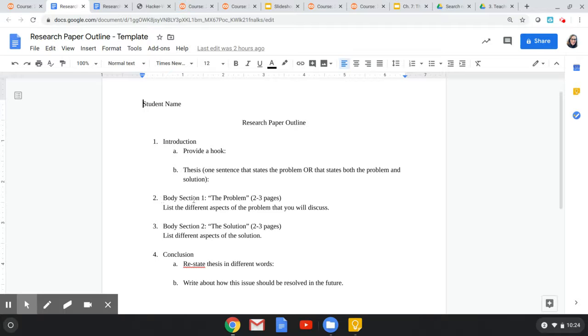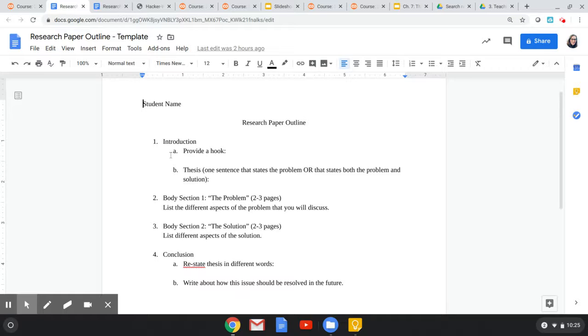So another way to think about this is body section 1, the problem, is more informative. You're just telling me this is a problem, this is why we know it's a problem, here's some information from my research that explains that it's a problem. In body section 2, you're offering a solution, which is more of an argumentative kind of paper.